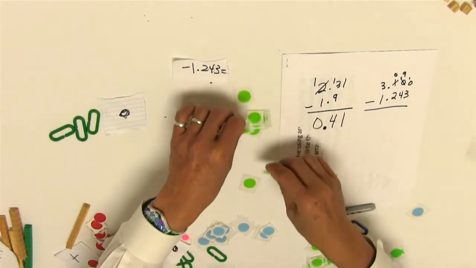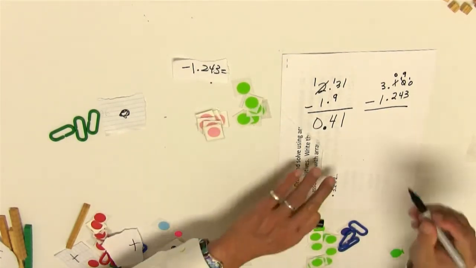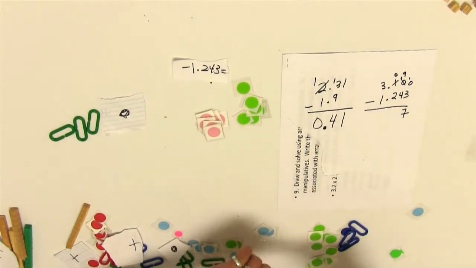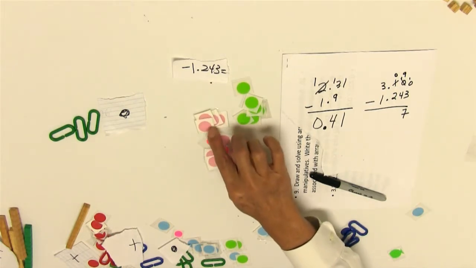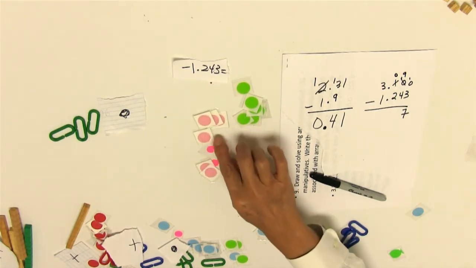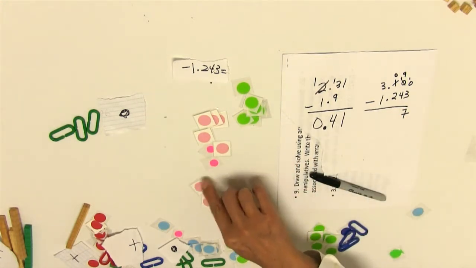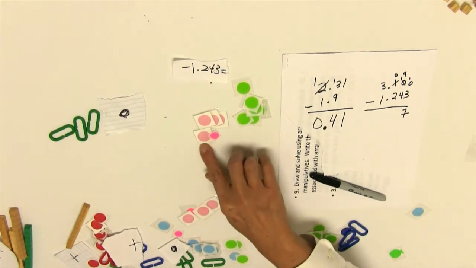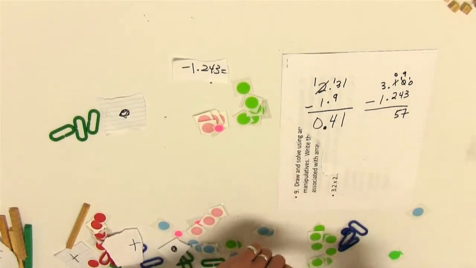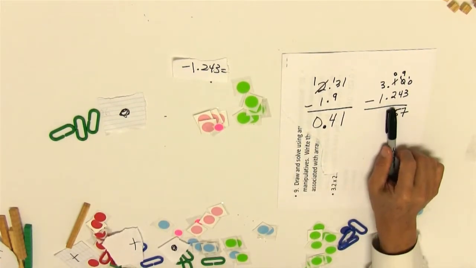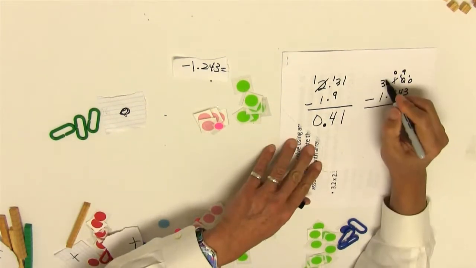1, 2, 3. They're taken away, and I have 7 left. Remember I have 9 hundredths here telling me to take away 4 hundredths. And I have 5 hundredths left. Now I've got to take away 2 tenths. Oh no, I don't have any tenths. But I do have some ones. So I'm going to make a trade there.